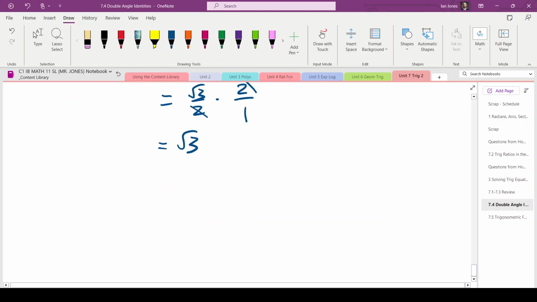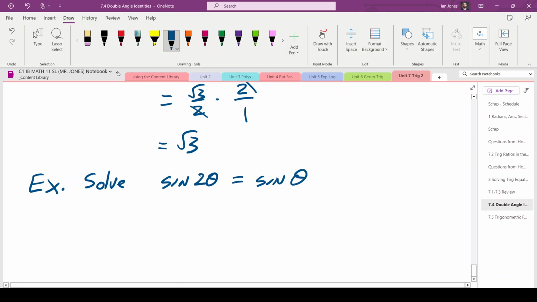Okay, I'm going to do one more example here, and then that'll be it for this section. Let's suppose we're asked to solve sine of 2 theta equals sine of theta for 0 less than or equal to theta less than 360 degrees. There are a few questions like this in the textbook, number 5 on page 522. They're very good questions. 6 and 7 are also good questions.